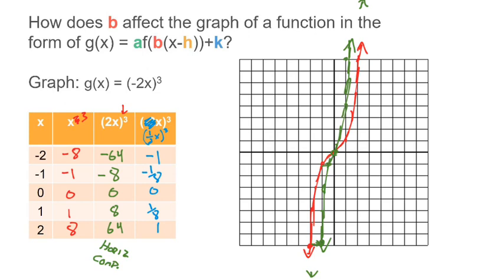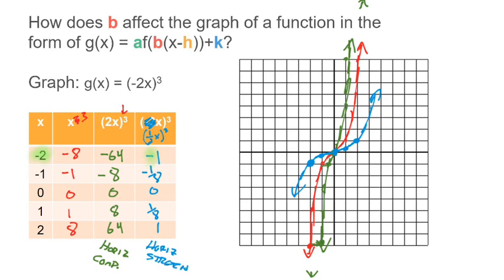So when x is negative 2, y is negative 1. So we have that point now. When x is negative 1, y is negative 1/8. And then we have 0, 1/8, and 2, 1. So now our graph looks like this. And it would kind of keep going like this. And so what this is, is a horizontal stretch.